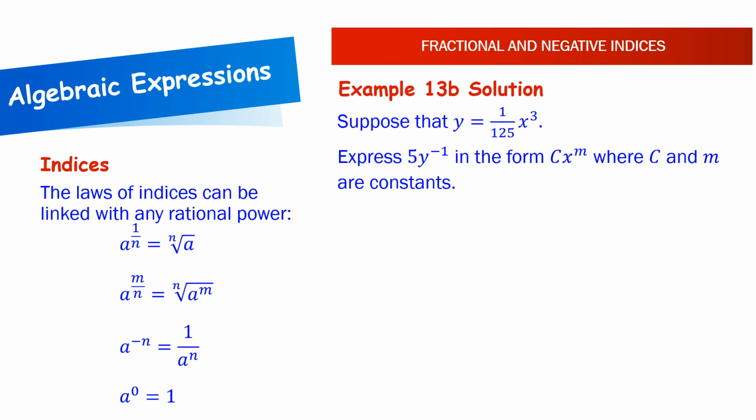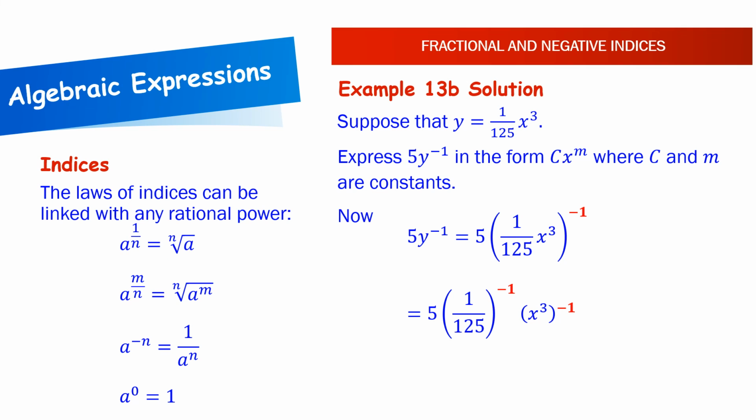Now express 5y to the minus 1 in the form c times x to the power m, where c and m are constants. So again, if we're trying to simplify 5y to the minus 1, we replace y with the expression that was assigned to it, i.e. 1 over 125 times x cubed. So recall that ab to the power n is a to the n times b to the n, and this is the law we've applied here.